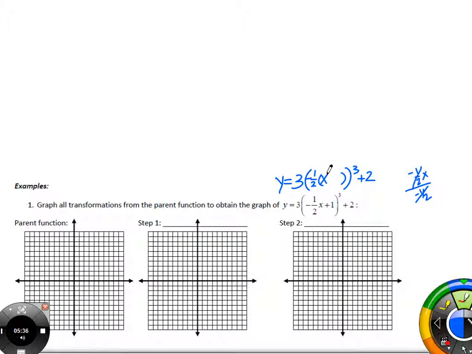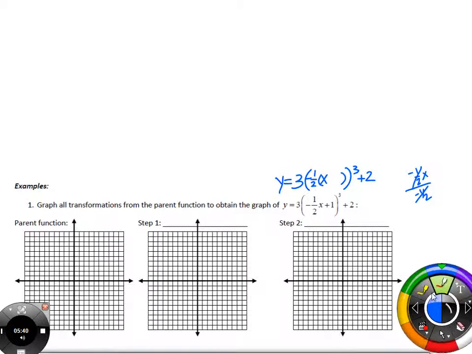Using that same idea, if I took 1 and I divided it by negative 1/2, and those of you that struggle with this, you need to write it out so that you get it correct, right? So 1 is being divided by negative 1/2, which means 1 is being multiplied by negative 2 over 1, and that's going to equal negative 2.